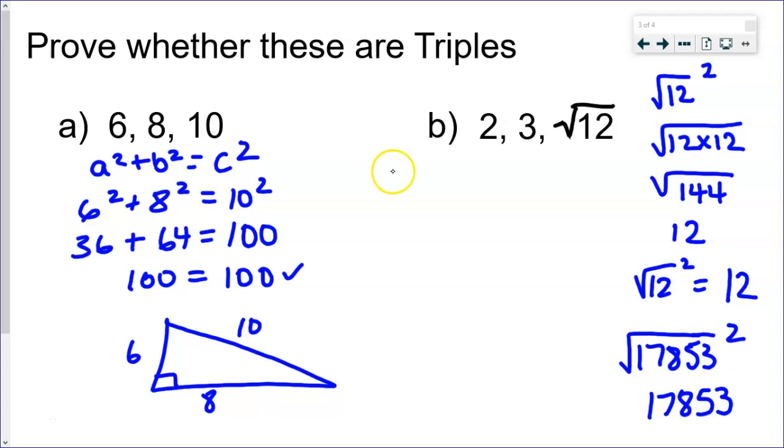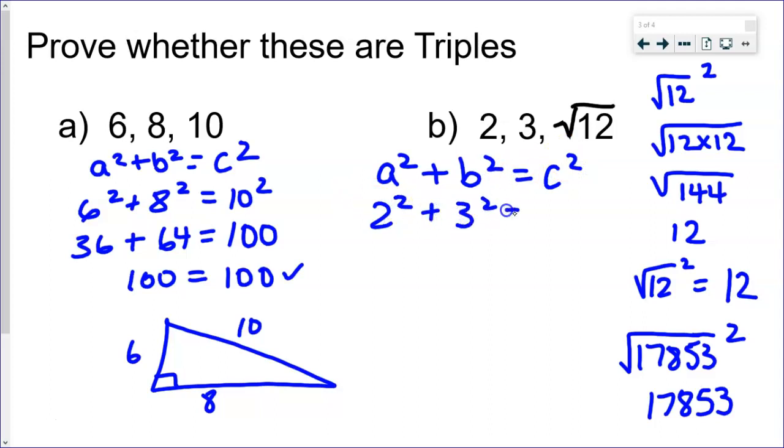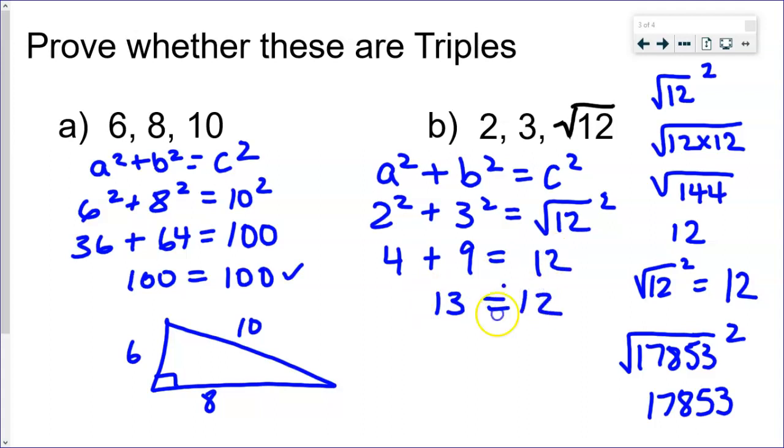So let's do this one now. Plug it into the formula. I want you to keep writing that formula out. 2 squared plus 3 squared equals the square root of 12 squared. And we get 4 plus 9 equals 12, and 4 plus 9 does not equal 12. Okay, so this is not a right triangle, so these are not considered a Pythagorean triple. So it's as simple as that.